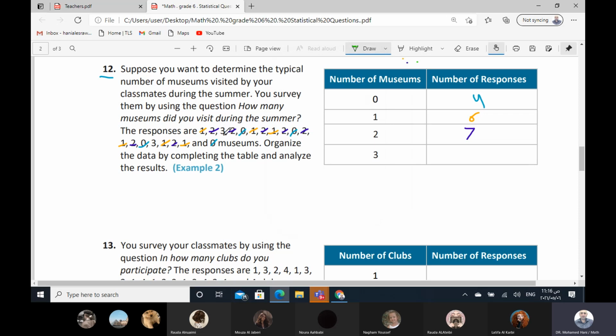Then how many 3s? We have here 1, and we have here 2. So the most result will be 2. The most result will be 2.